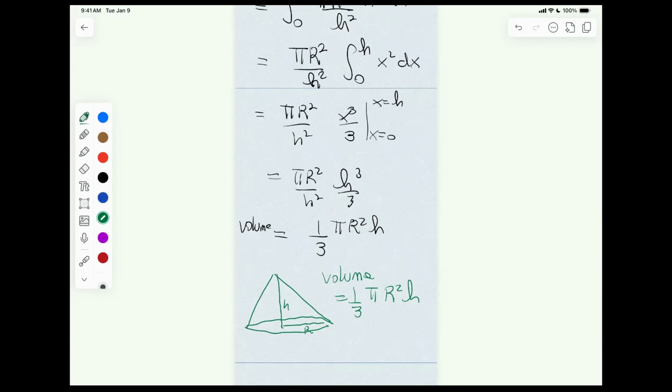And also the dimensional analysis is more direct from here because this has dimensions of length squared, this has dimensions of length, so length squared times length is length cubed, which is volume.